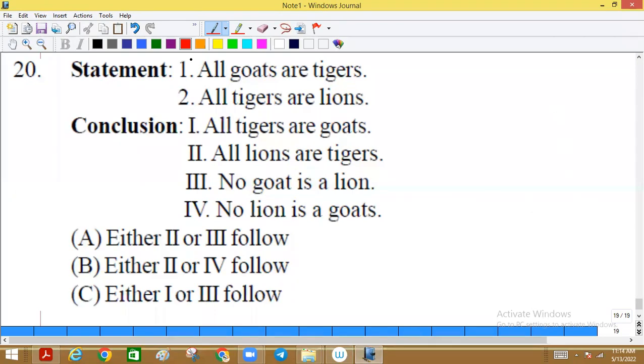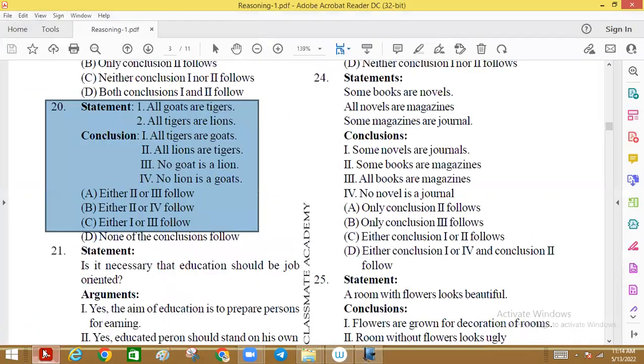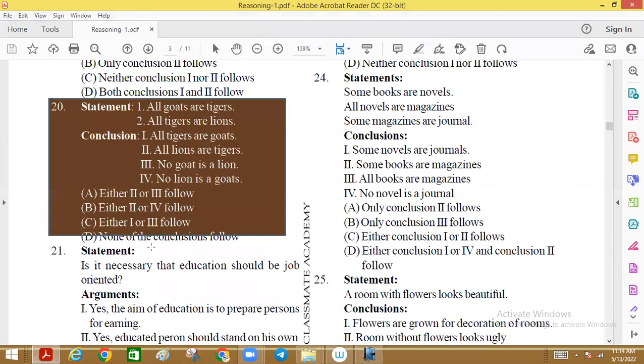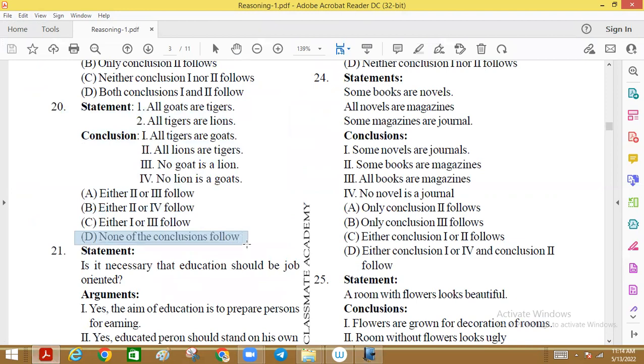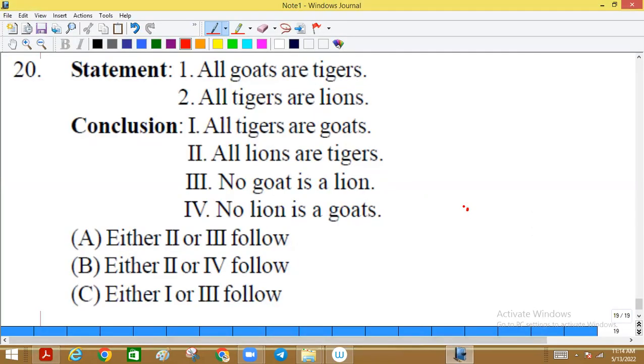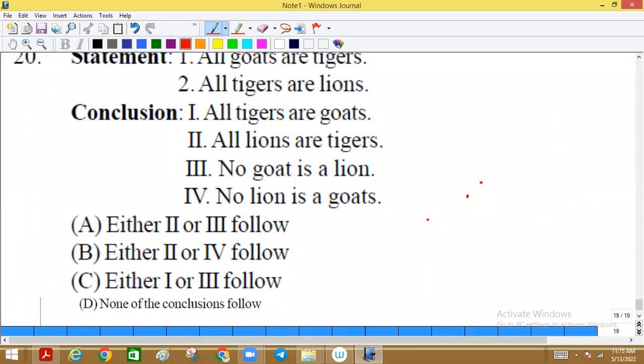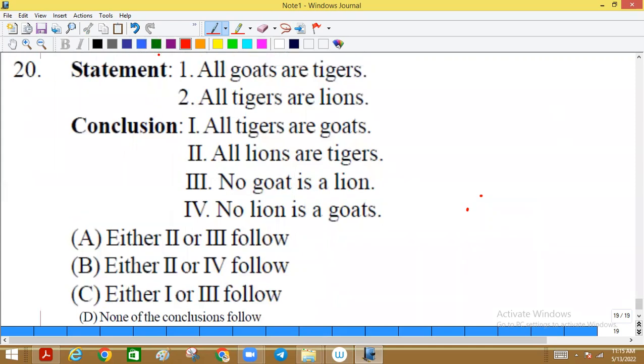What is the answer? I only gave three options, huh? Okay, option D is also there. Okay, now perfect. What is the answer? D is the answer. Okay, let's see this.